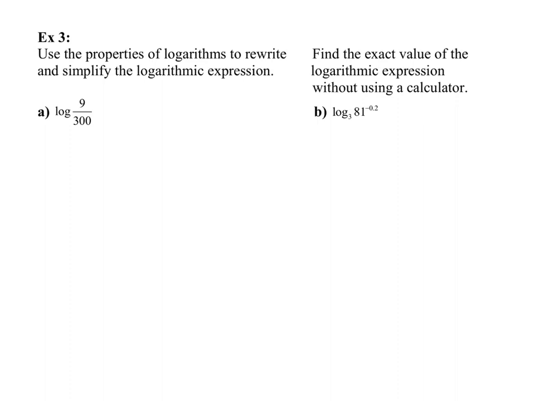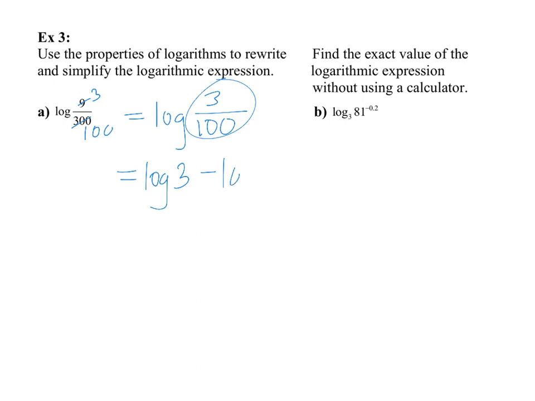Use the properties of logarithms to rewrite, then simplify the logarithmic expression. Okay, so here I'm going to simplify. All right, whenever you can simplify the numbers, do so. It just makes life easier. Log of 3 over 100. Okay, then I have log of 3, what? This is a quotient, so I can rewrite it as the difference of logs.